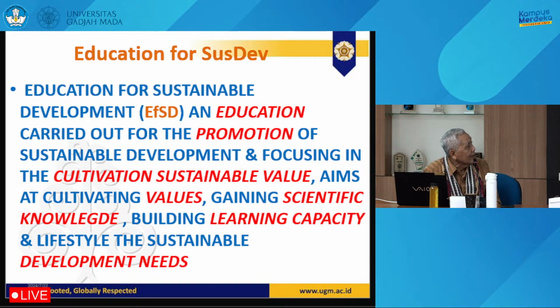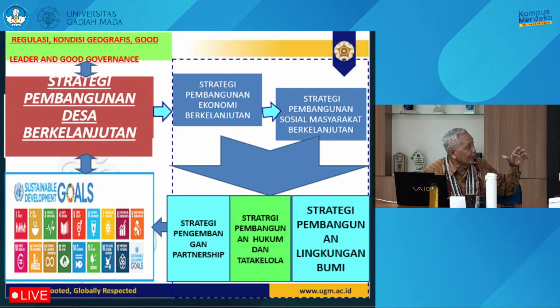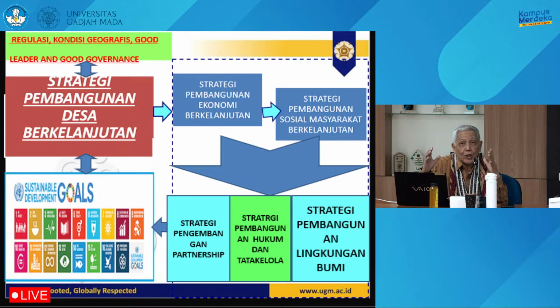This is our village SDGs. There are economic development, social development, environmental, and also partnership. So in the goal, the SDGs goal in Gadjah Mada is implemented through the three dharma: learning process, research, and community services.